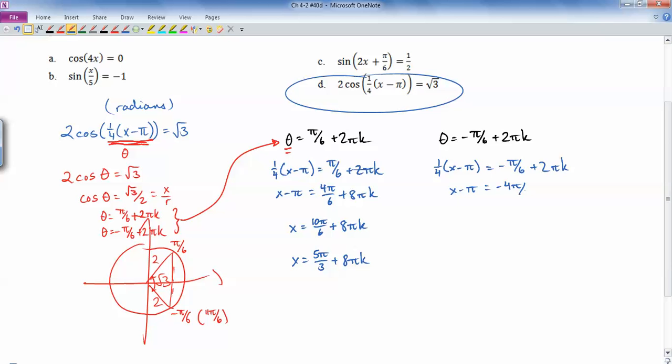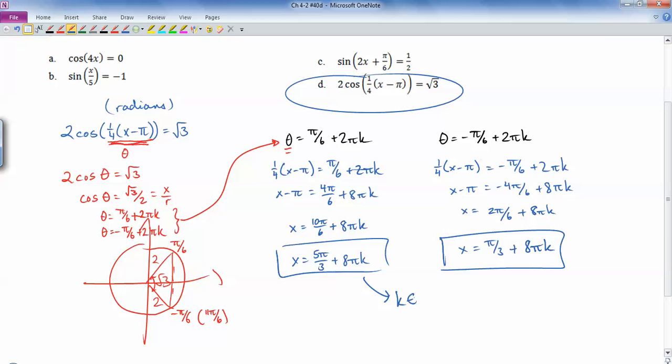And then this guy over here, if I multiply both sides by 4, I'll get negative 4 pi over 6 plus 2 pi k, and then I'm going to add pi to both sides, and I'll get 2 pi over 6 plus 2 pi k, and then I'll simplify a little bit, and I'll get pi over 3 plus, whoops, sorry, I forgot to multiply that by 4. So that's actually 8 pi k. So I get this set of solutions and this set of solutions where k is an integer. And then that's it. Hopefully that makes sense.